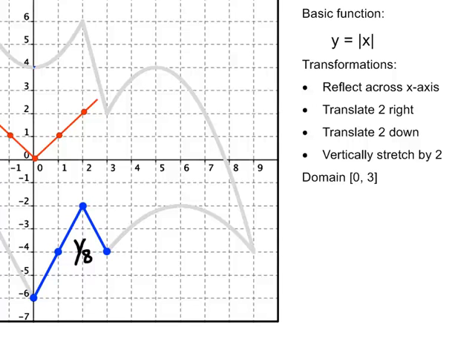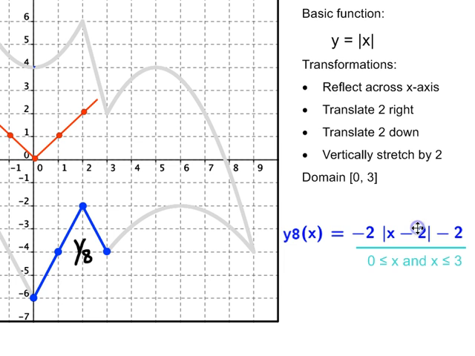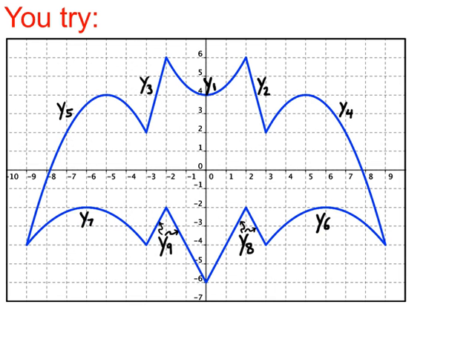When I apply my transformations, it gives me this equation on the domain from 0 to 3. And again, I hope you'll pause and make sure that it's clear what each one of those numbers does, what transformation it represents. So enter that in for y8, and then go ahead and do the rest on your own, please. Again, the ones that we've done together here are y2, y6, and y8. And go ahead and do all the remaining 6 equations on your own.